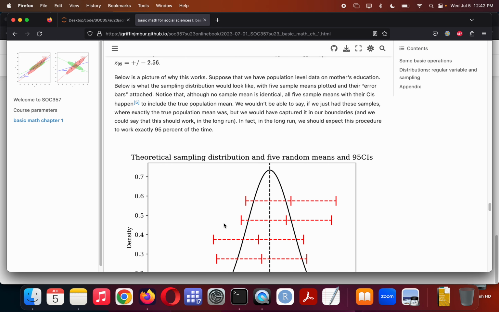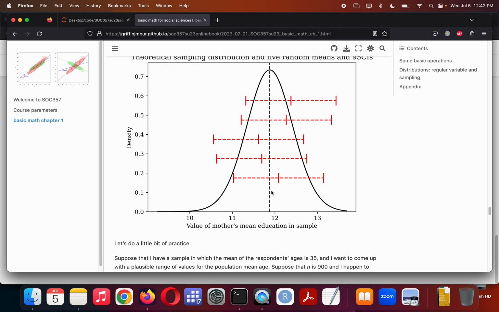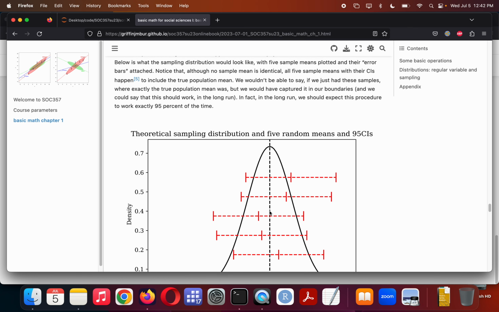So suppose that we have population level data on mother's education. We know that the true population mean mu is here. It's centered at 11.8 or 9, something like that. And when we take 5 random sample means, and then we calculate those confidence intervals, note that although no sample mean is identical to the population mean or to one another, all 5 sample means with their confidence intervals, which are plotted here, include the true population mean.